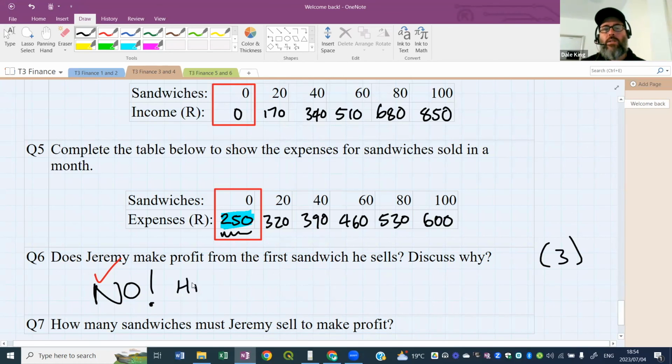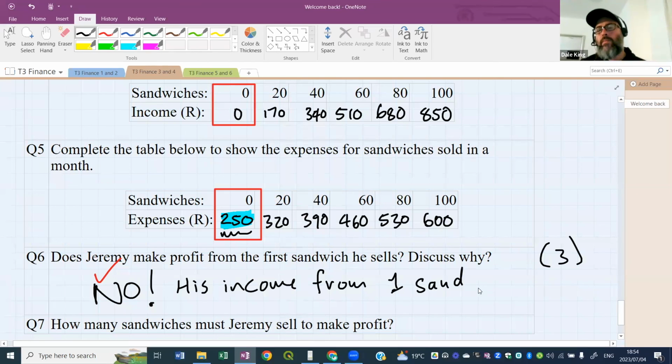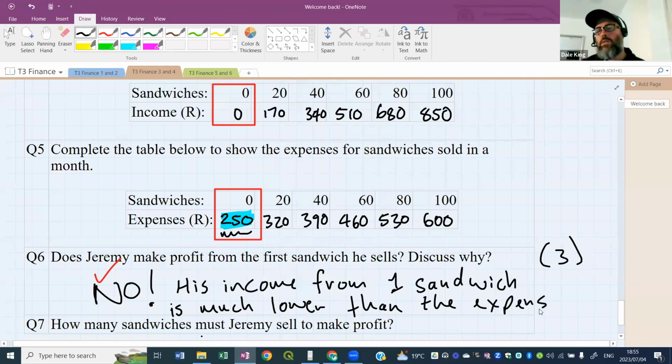I'll say here his income from one sandwich is much lower than the expenses, or the expenses, yeah, let's say expenses due to fixed expenses. Oh, my handwriting is atrocious. It's holiday handwriting, guys.